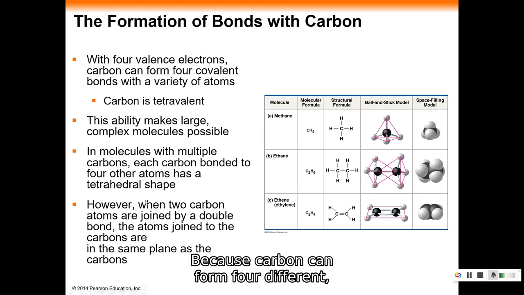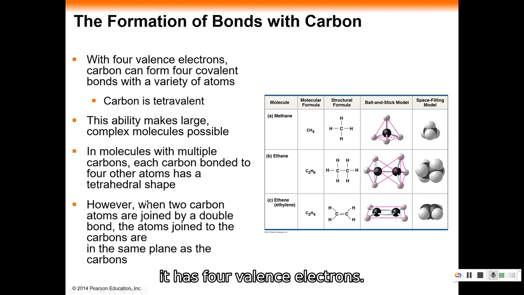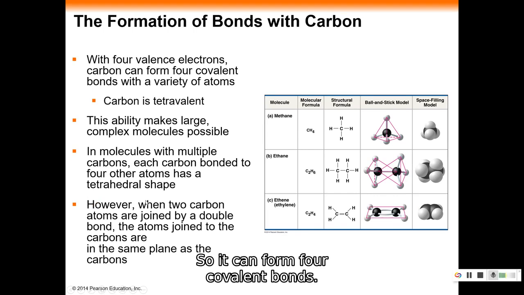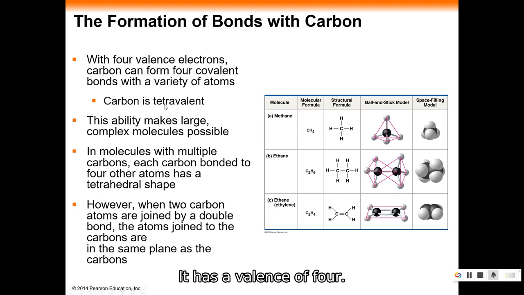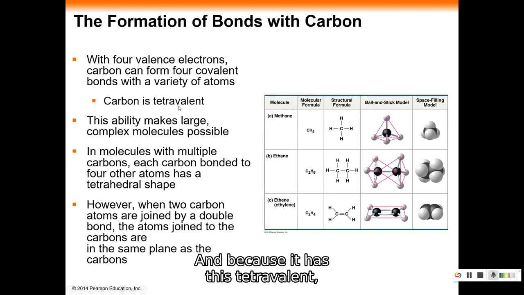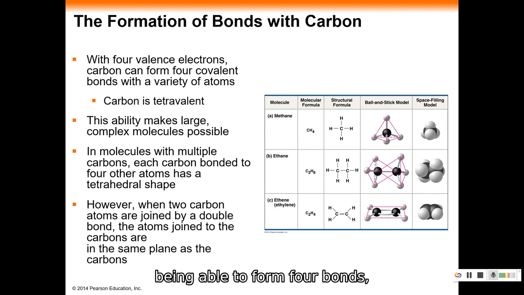Carbon has 4 valence electrons, so it can form 4 covalent bonds. That means carbon is tetravalent. It has a valence of 4. And because it has this tetravalence, instead of just being able to form one bond, being able to form 4 bonds, it can form these huge molecules.